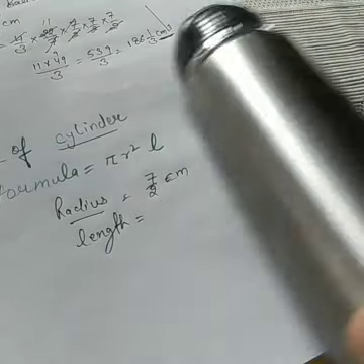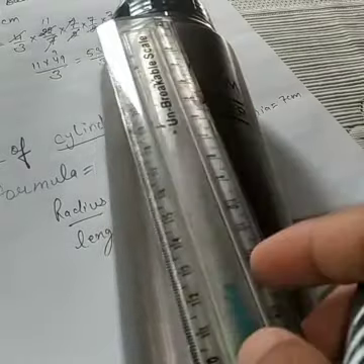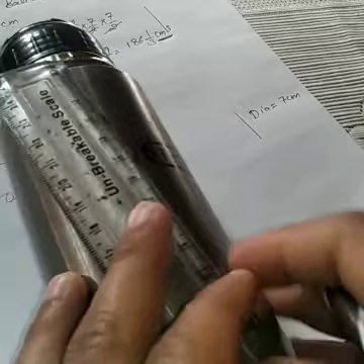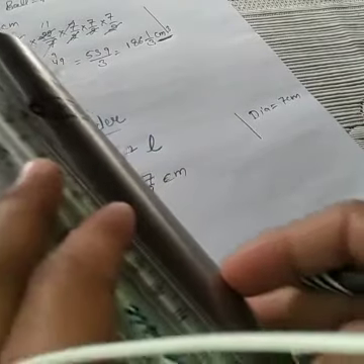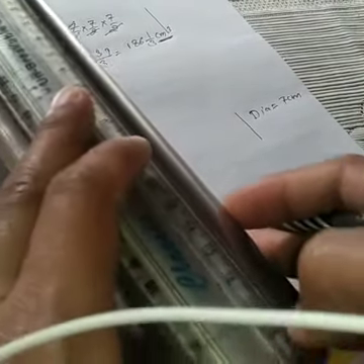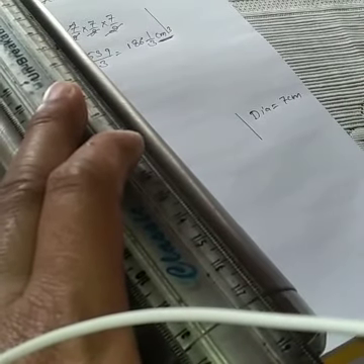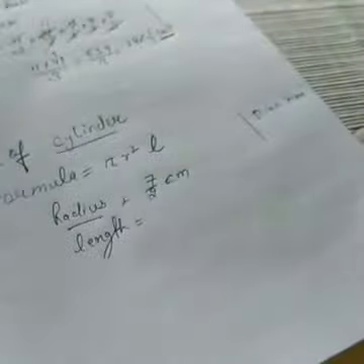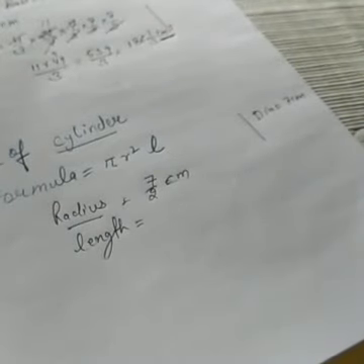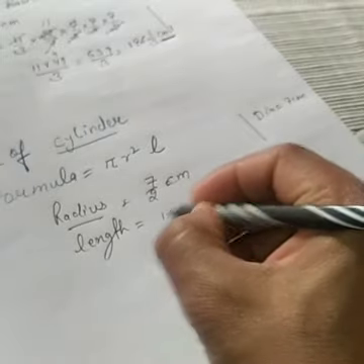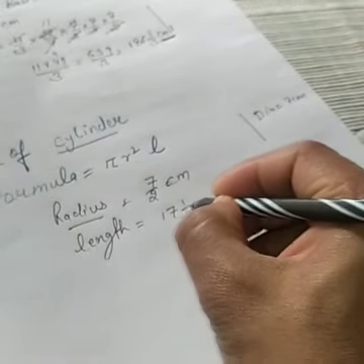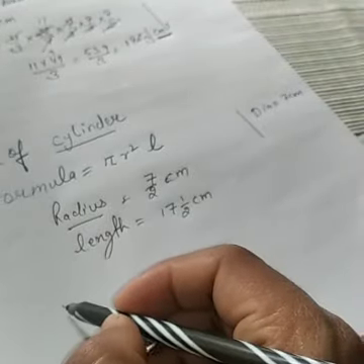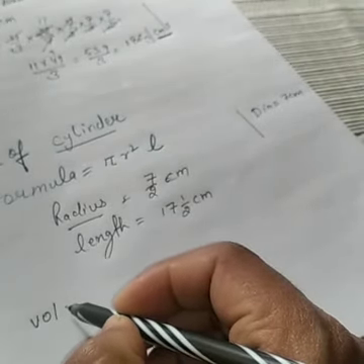And then the length of this bottle we'll find till over here, from 0 to this, it is 17 and a half centimeter. So let's write 17 and a half centimeter. Now let's find it again. Let's put in the volume formula.